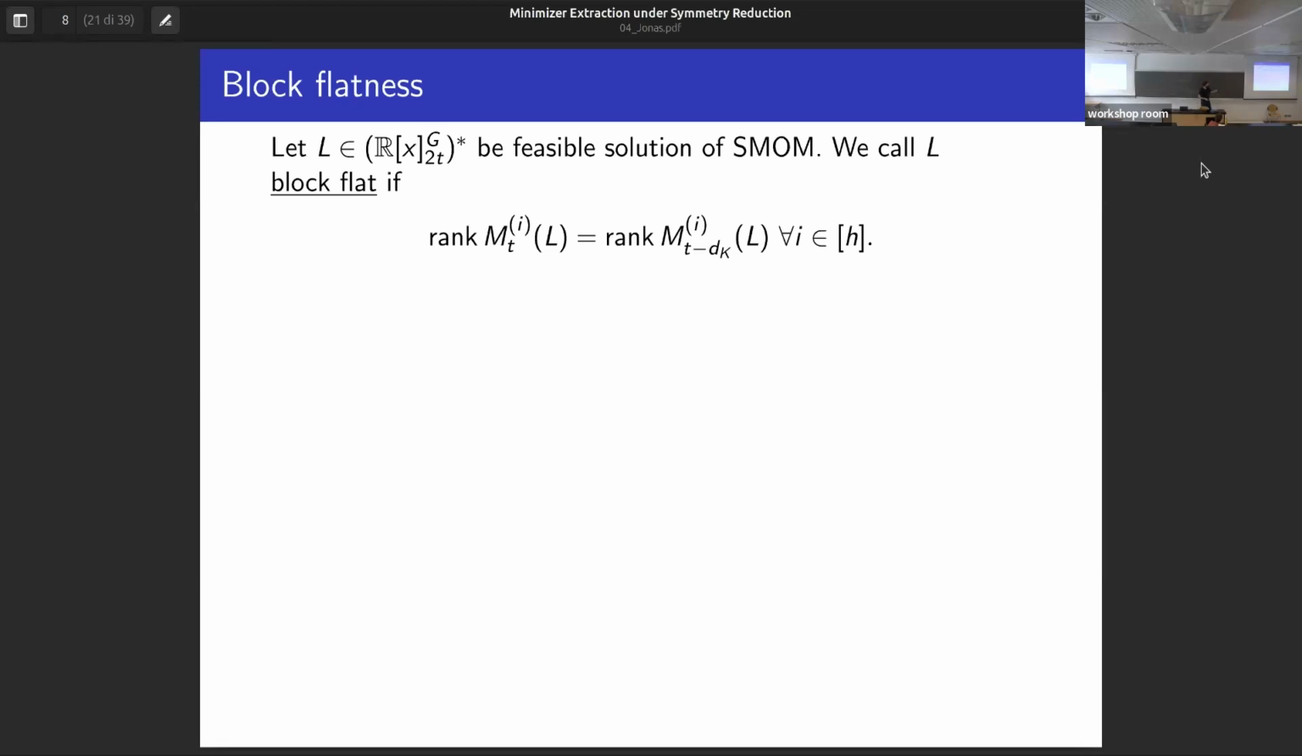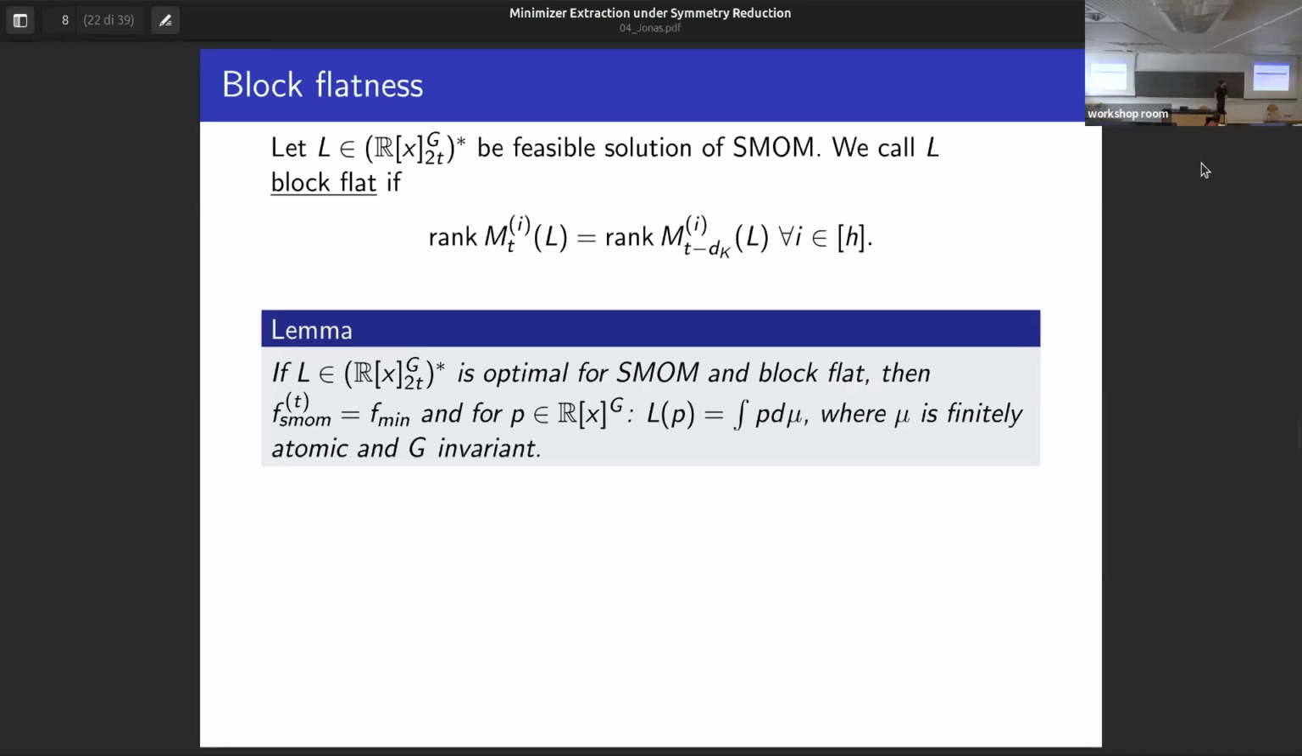And if this is the case, we call our linear functional block flat, or we call the moment matrix block flat. And then what happens is that you get all the good things that happened in the classic flatness case, now for the block flat solution. So if your solution is block flat, you know that you actually attained the minimum, and furthermore, you get a finitely atomic measure where the support will correspond to the minimizers of your polynomial.